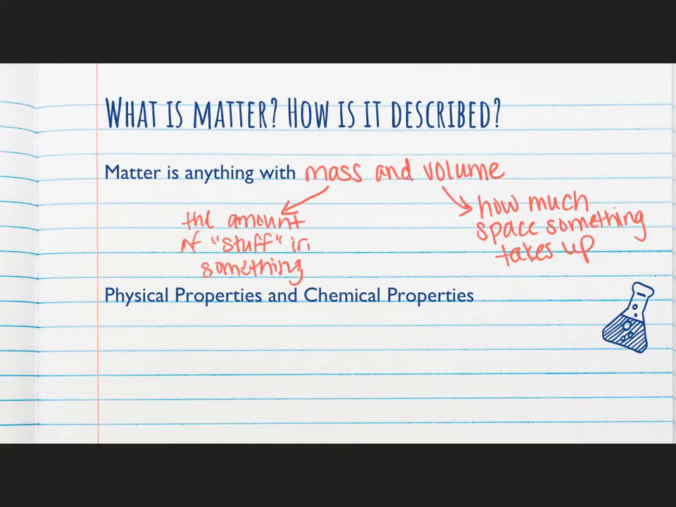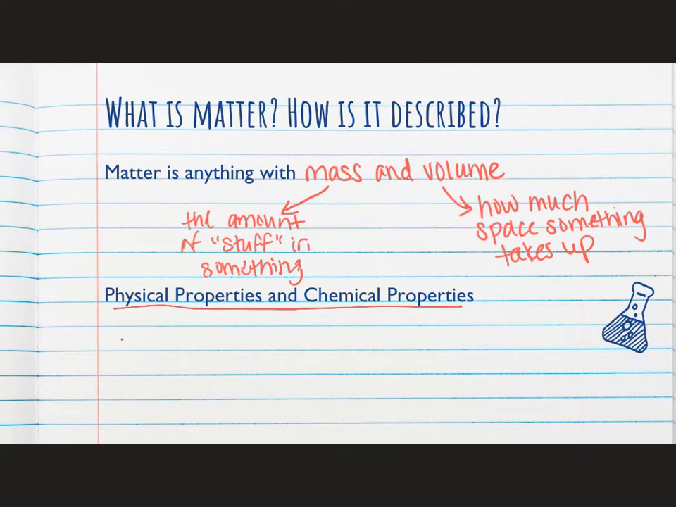So your mass is not going to change if you go to another planet, for instance, because you're still having the same amount of stuff. You're still made up of the same amount of stuff. Okay, so that's basically what matter is. It's anything around you. But we describe it using physical and chemical properties.